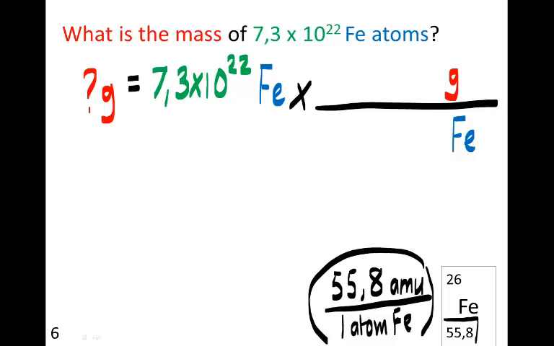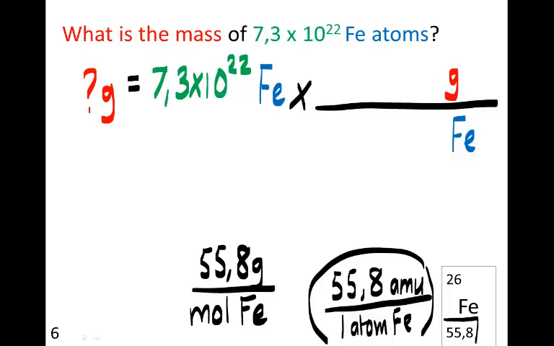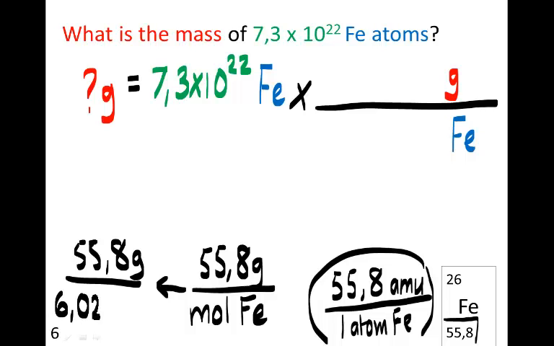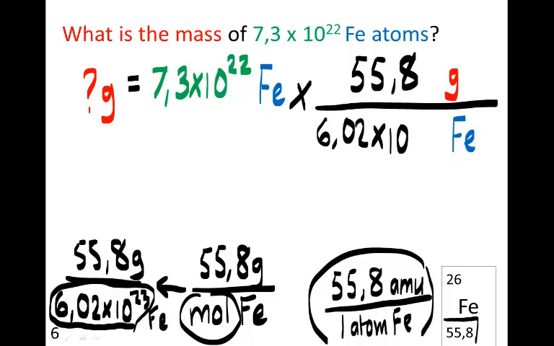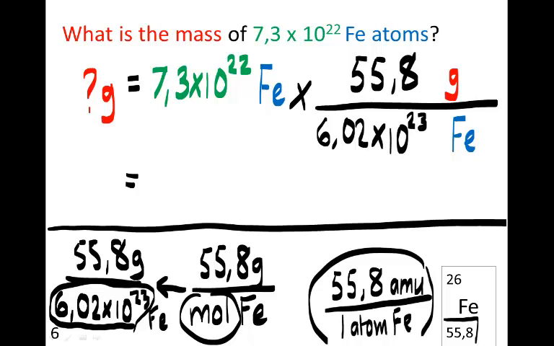This number also means 55,8 grams for a mole of atoms. And a mole of atoms is the same thing as 6,02 times 10 to the power 23 atoms. Mole and this number are synonyms. So 55,8 grams is equivalent to 6,02 times 10 to the power 23 iron atoms.